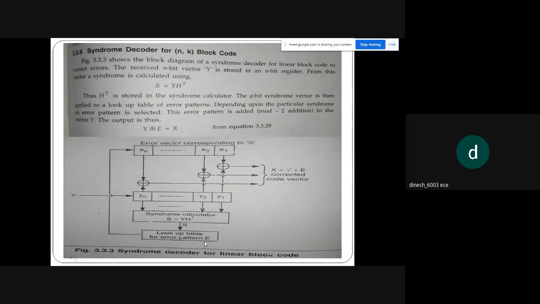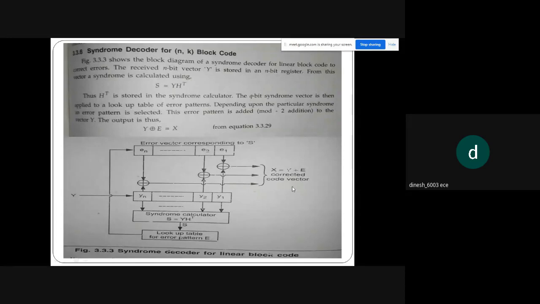In turn, we can find out the errors, which can be written as a lookup table for error pattern. So which bits are in error, that information is given to the error vector corresponding to S. So E1, E2, E3 till En. When we do modulo 2 addition of this, we get x1, x2, x3 till xn. Thus we can get the corrected code vector as x is equal to y modulo 2 addition E.